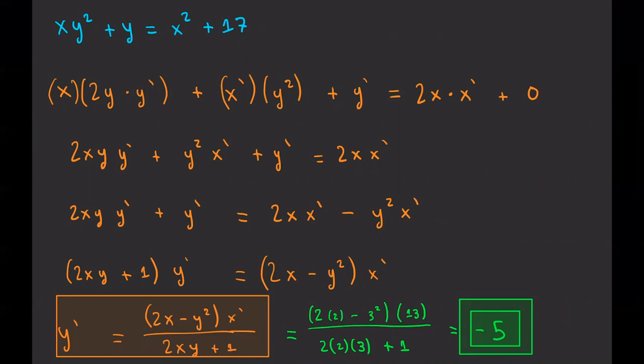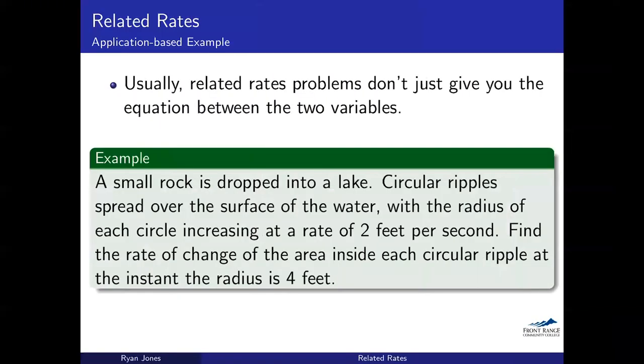Let's move on to an example that has an application in it. And what we're going to see, at least with this one here, is that the tough part is going to be setting up our equation. The actual implicit differentiation will be almost too easy, actually. It's easy to get tripped up on it, but it'll be very, very easy for the actual implicit differentiation. But setting up the problem is what's going to be tough.